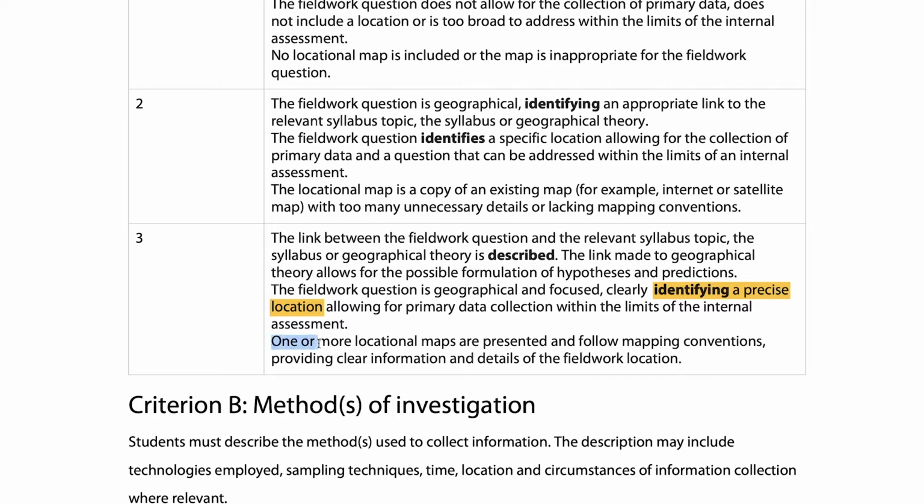So make sure you always make your map look like it's made by you. Don't just take a screenshot of Google Maps. They will not accept that. You have to put in a scale, a title, a legend if you need one, and also a border. Make sure you always put a title. We'll go over this later, but always put a title on your maps. So you want to make sure you identify an exact precise location. I put in the latitude and longitude as well, just an extra thing that might be useful. And if we keep going, one or more locational maps are presented, providing clear information and details of the fieldwork location. It basically says the exact same thing twice to remind you that you actually have to show the exact location of the study.